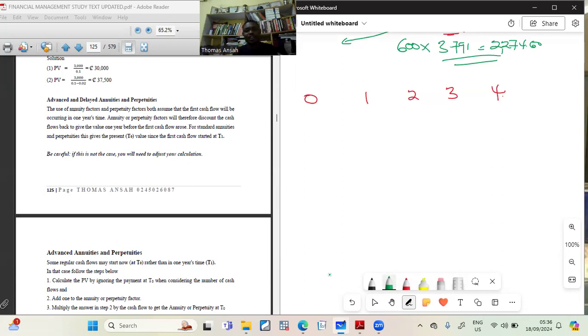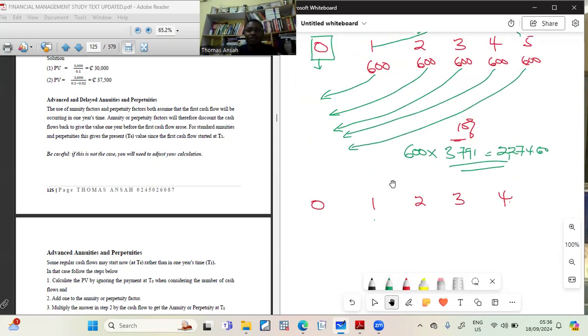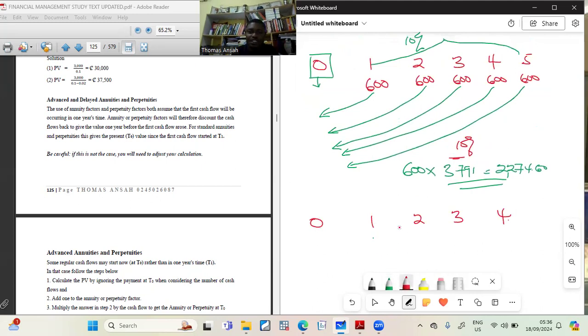So instead of the 600 happening in year 1, year 2, year 3, year 4, because in investment appraisal, we learn that these figures that you are seeing are assumed to be at the end of each year. That's the assumption under NPV analysis.